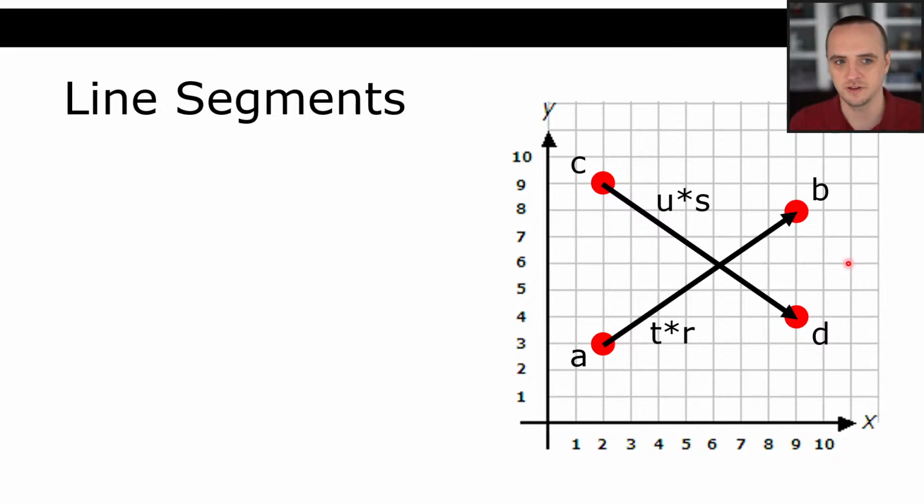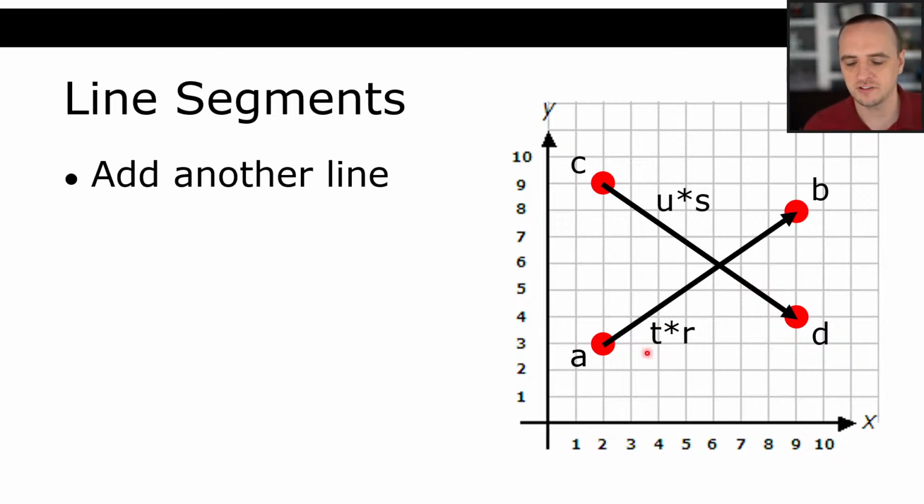So, line segments. Let's add another line, because we're going to be talking about line segment intersection, and we have to have two lines in order for that to happen. So let's add another line. Currently we've been talking about A and B, and R is the vector between them, and T is the scalar for R.